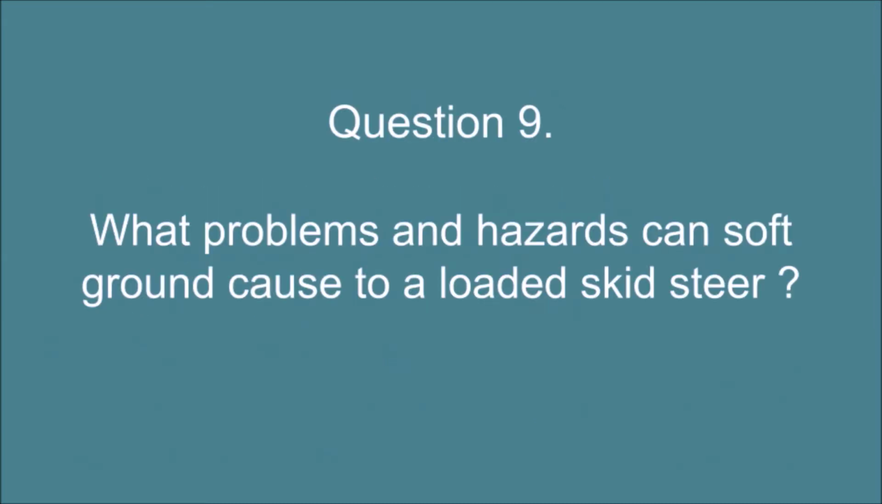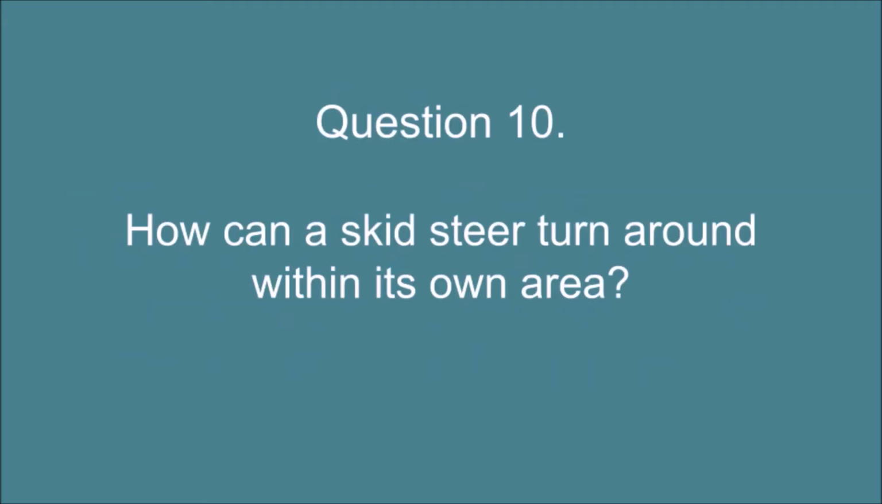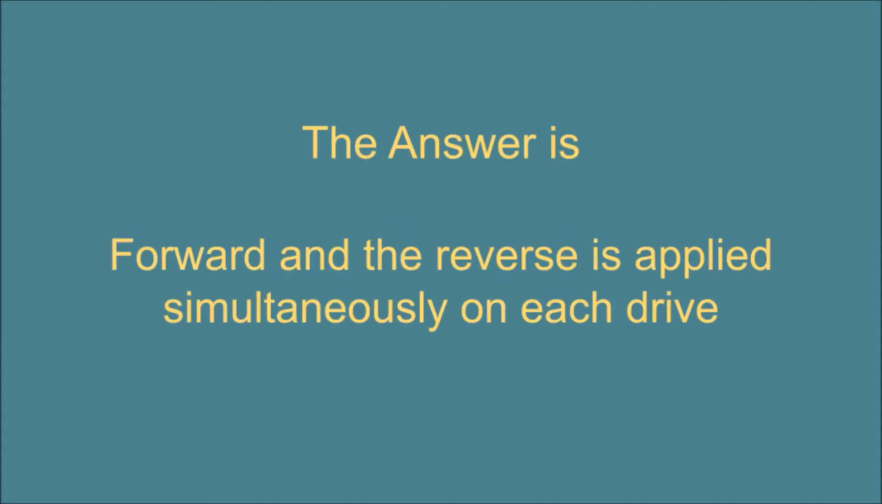Question 9. What problems and hazards can soft ground cause to a loaded skid steer? The answer is 1. Slows the speed of the machine. 2. Makes it difficult to drive through. 3. The machine can sink and get stuck. 4. The machine can tip over sideways. Question 10. How can a skid steer turn around within its own area? The answer is: forward and the reverse is applied simultaneously on each drive.